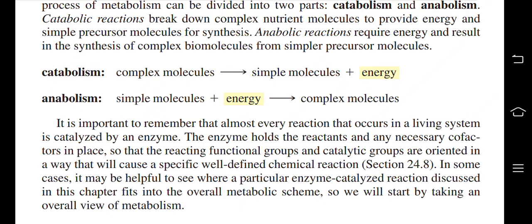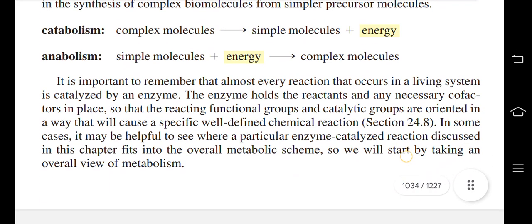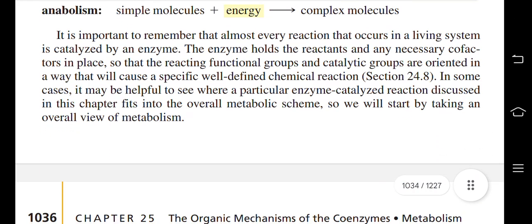It is important to remember that almost every reaction that occurs in a living system is catalyzed by an enzyme. The enzyme holds the reactants and any necessary cofactors in place so that the reacting functional groups and catalytic groups are oriented in a way that will cause a specific, well-defined chemical reaction.